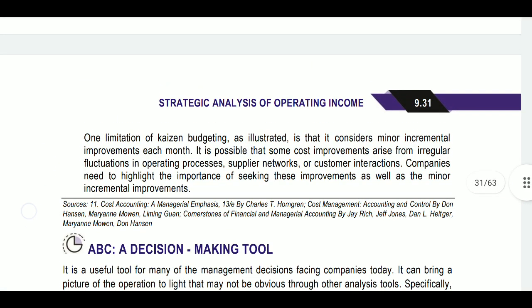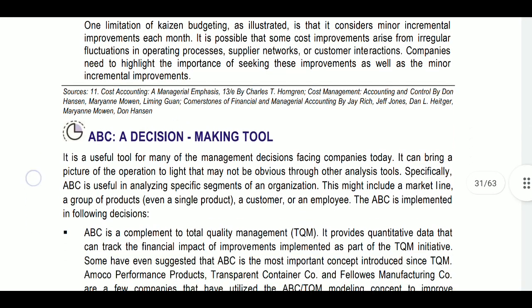One limitation of Kaizen budgeting, as illustrated, is that it considers minor incremental improvement in each month. Minor improvement, there is no major improvement, and it is possible that some cost improvements arise from irregular fluctuations in operating process, supplier network, customer interaction. Companies need to highlight the importance of seeking these improvements as well as minor incremental improvements. This is related to that.